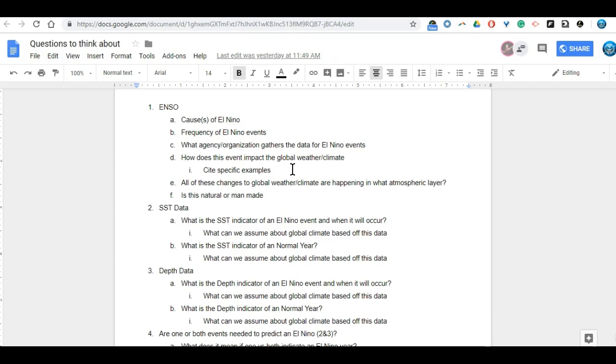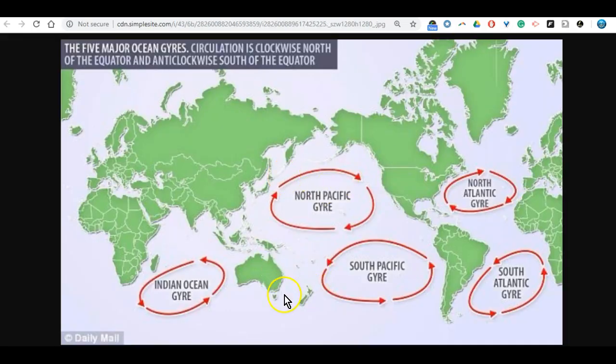So Peru is normally dry, becomes wet. Australia, normally wet, becomes dry. But the same thing is true of some of these other areas. So like right here, Australia is normally wet. Well, guess what? This side, Asia, gets normally wet.